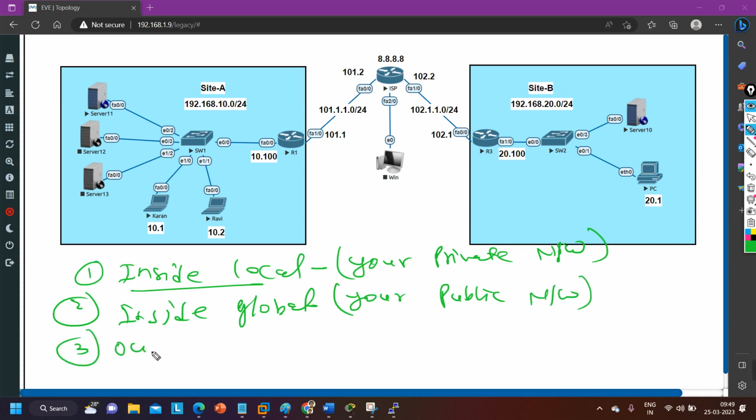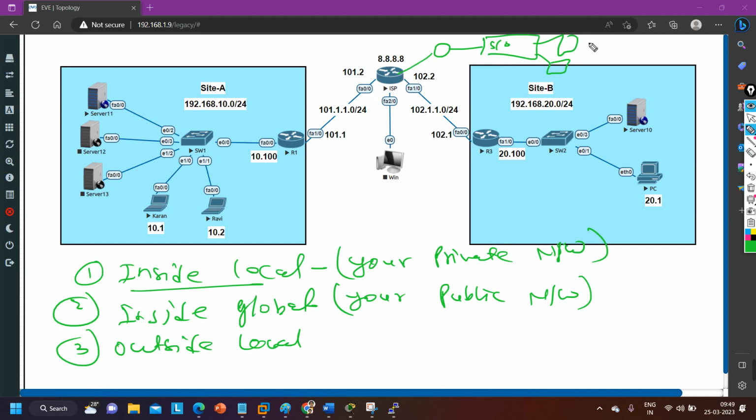Third one is outside local. Guys, outside local means, suppose this ISP is connected with Google. Suppose here are lots of servers of Google. This is the network of Google, right? So Google also has its private network, yes or no? This is a switch, and through this switch there are lots of servers, suppose. Okay, through one router you will connect to the Google network through the ISP, yes or no?